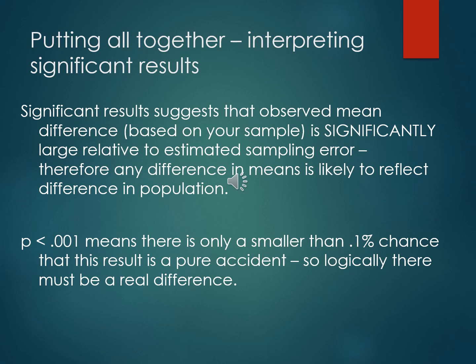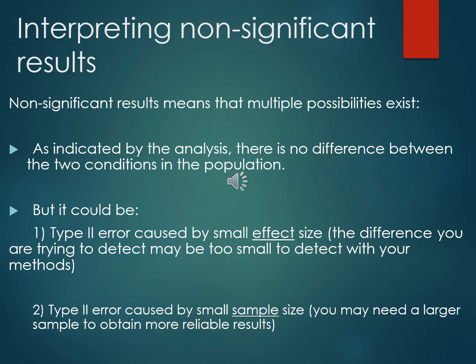Note that p smaller than 0.001 means there is a very small chance, smaller than 0.1%, that these results happen when the actual population means are the same. Therefore, it's very likely the population means are actually different. That's what this means. It is very important that you understand not only how to interpret significant results, but also the meaning of a non-significant result.